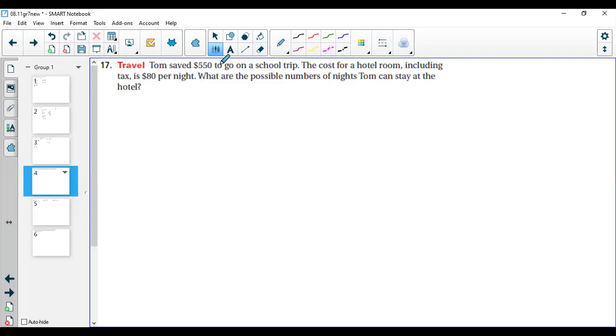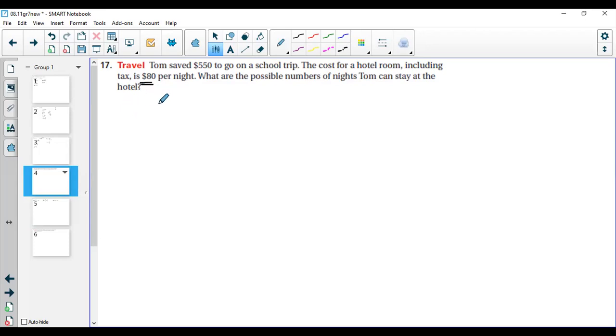Tom saved $550 to go on a school trip. The cost for a hotel room, including tax, is $80 per night. What are the possible numbers of nights Tom can stay at the hotel? So he has $550. He needs to stay for some nights, but for one night it's $80. If he stays for 2 nights, it's going to be 160. If he stays for 3 nights, that's going to be $240.